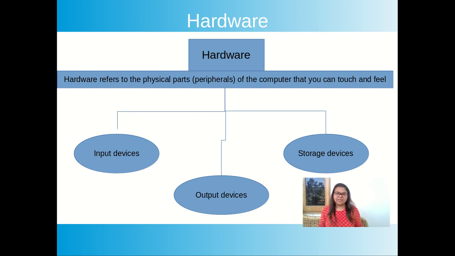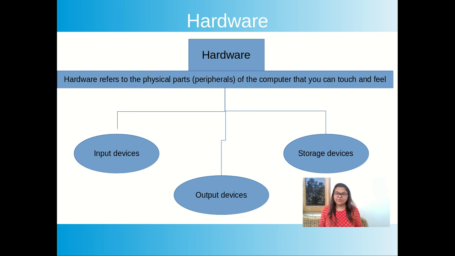Now put the heading as output devices and list any 5 output devices. By now you must have written at least 2. Keep writing. Okay, so now you must have written all the 5 output devices.